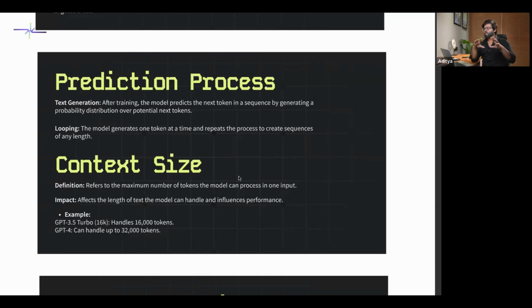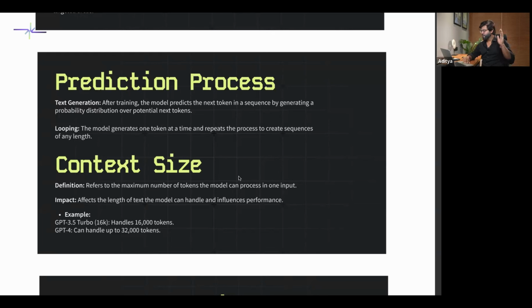Like, let's say we have GPT 3.5 Turbo, which can handle around 16,000 tokens. GPT-4 can handle 32,000 tokens. Okay. What does it mean? 16,000 means how many tokens I can see at once in a single scenario. That's the context window size.